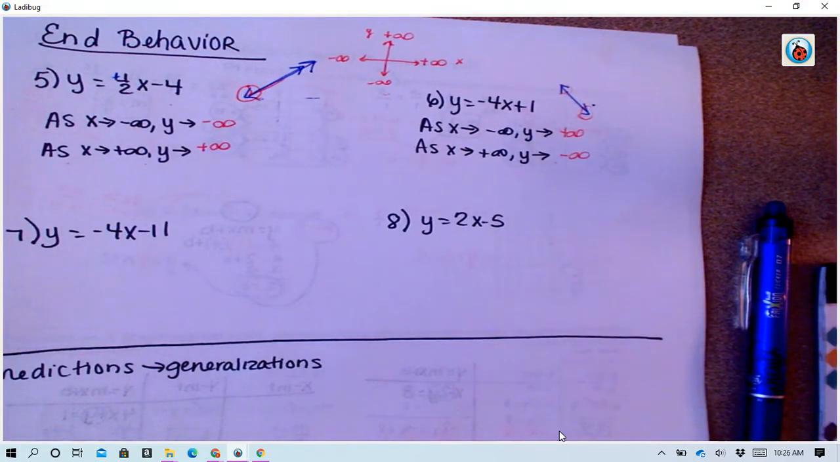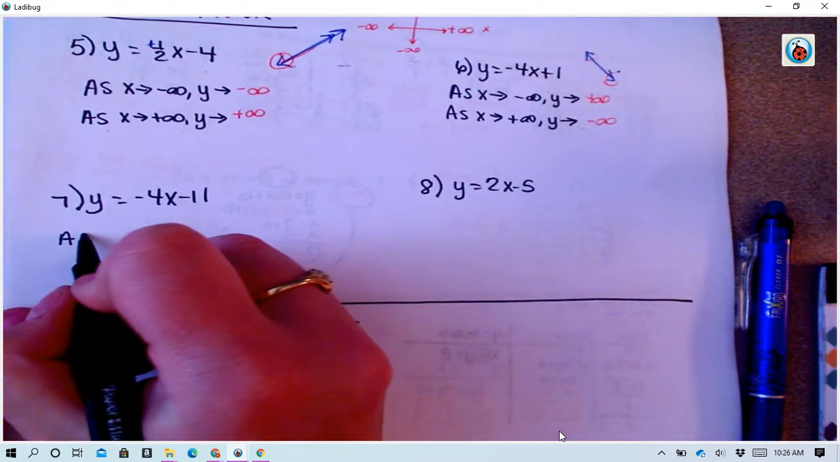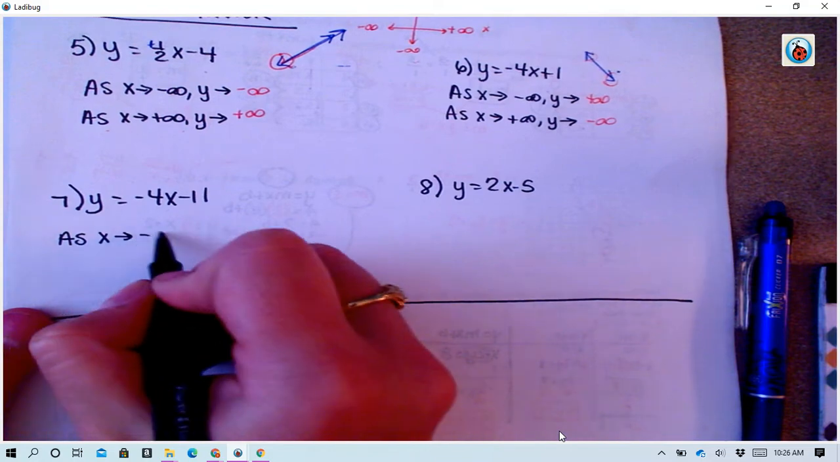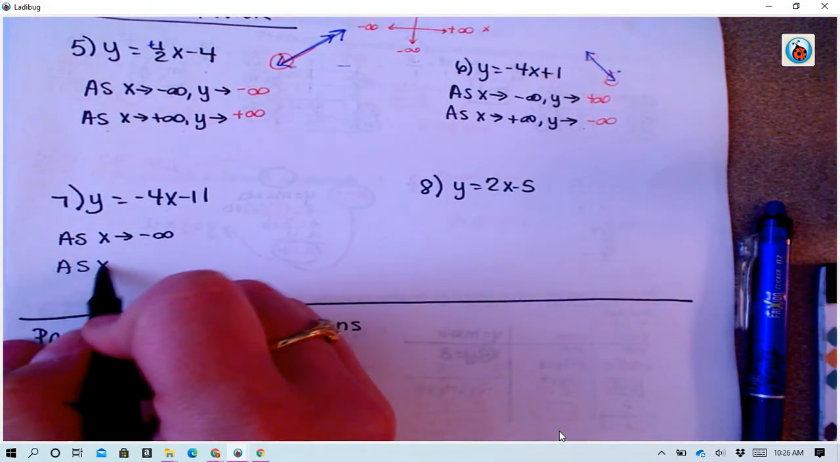So go ahead and give number 7 and number 8 a shot all by yourself. I would sketch the graph first, like I did up here, if you need a visual of it.